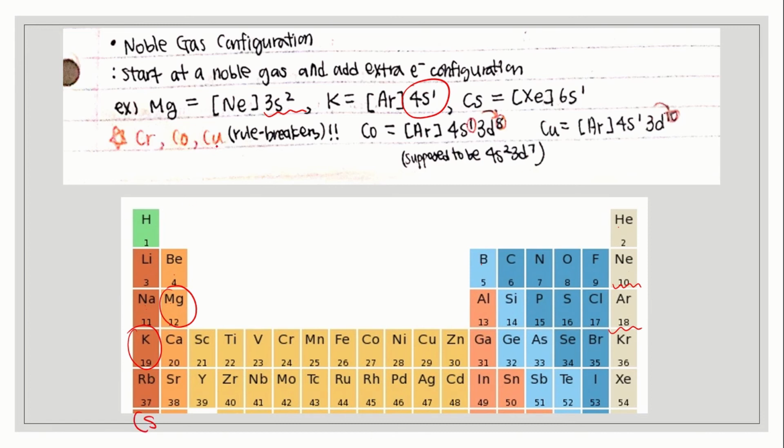Cr, Co, and copper are rule breakers because they do not fill 4s orbitals fully, but they only fill 1 electron to 4s sublevel and add 1 more to 3d. So Co has to be 4s2 3d7, but 1 electron from 4s sublevel fills 3d sublevel, so one of them goes to 3d sublevel, which makes it 3d8 instead of 3d7. And that also applies to copper and chromium as well.